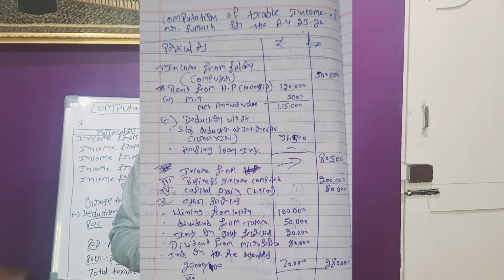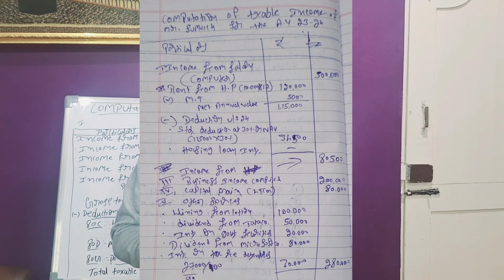Now you have a question, sir. If computed is not given, then what we have to do? See, if computed is not given, then you have to give a standard deduction of rupees 50,000. So here they have directly given computed. Computed means already they have calculated and given. Need not worry. Write the amount 5 lakh.